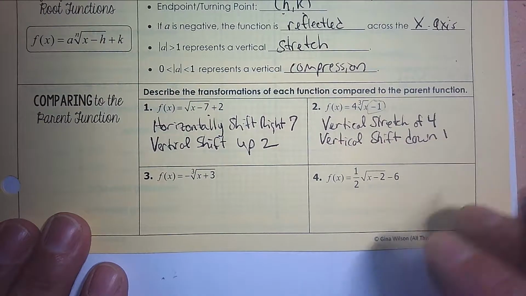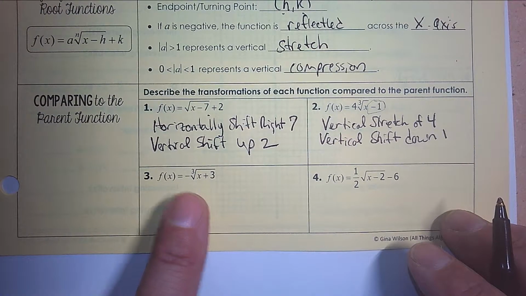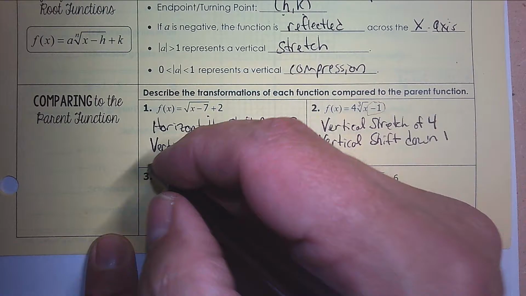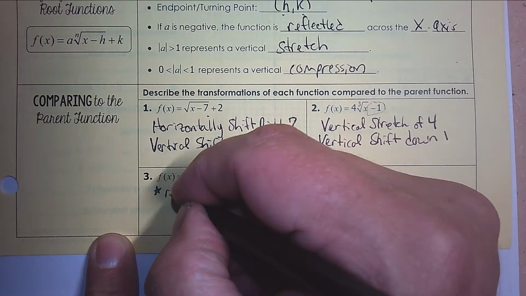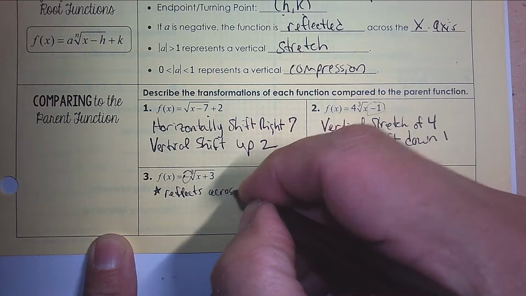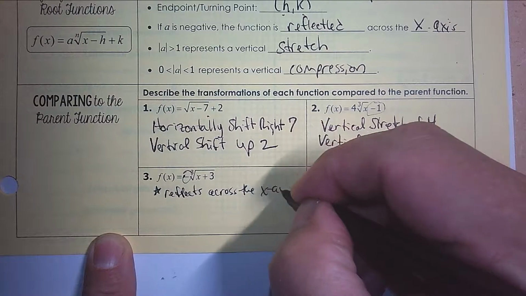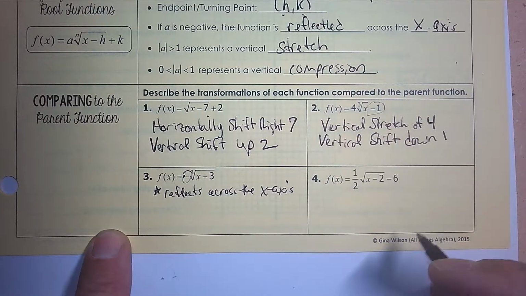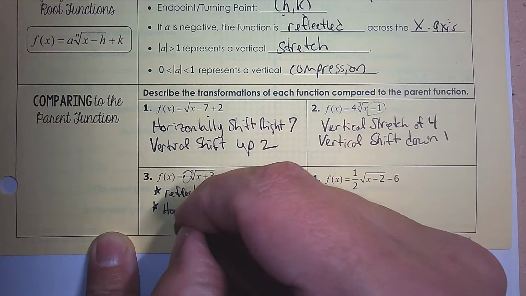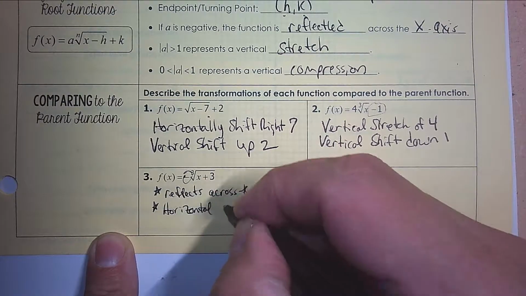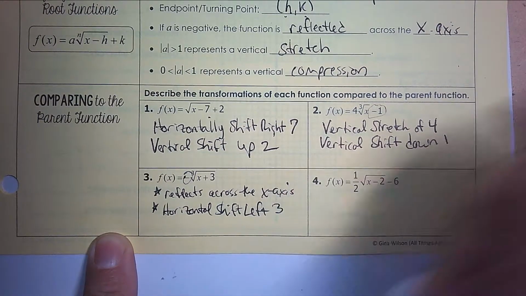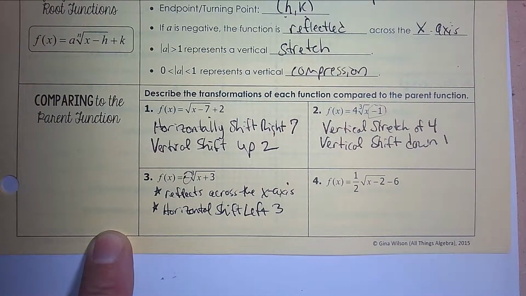Number 3 is called a cube root function, right? But it's the same rules for transformation. What does the negative do? It reflects, right? Across the x-axis. What does the plus 3 do inside? Good. Horizontal shift in what direction? Left how many? Got it. See how we're putting the pieces together?